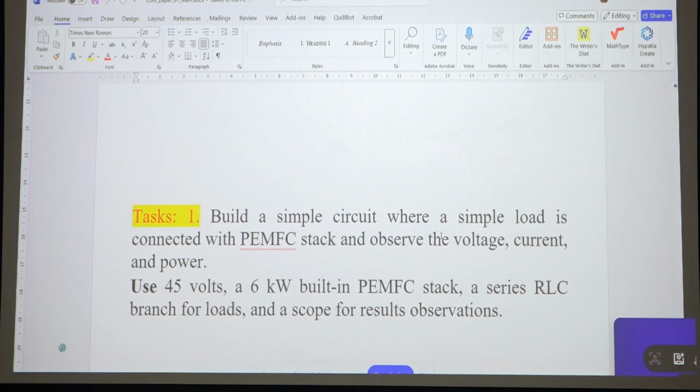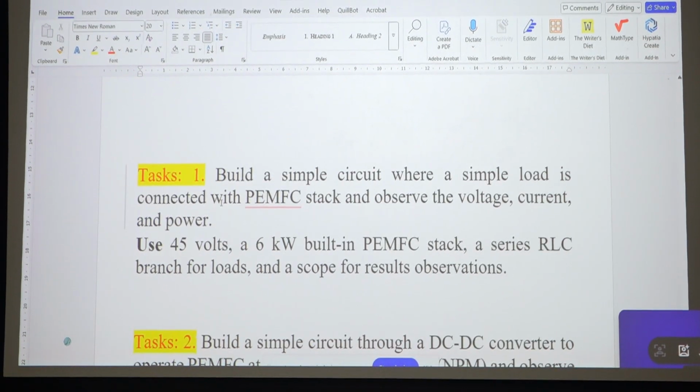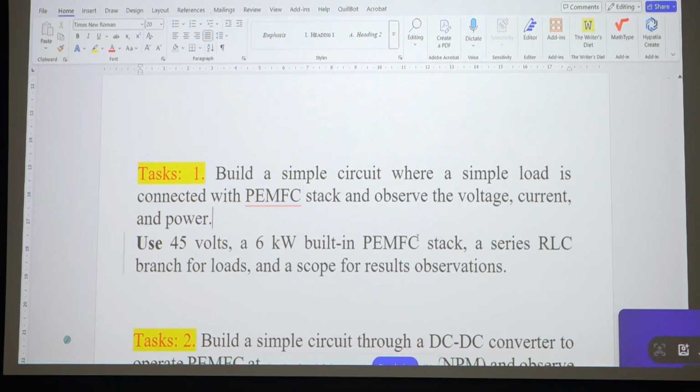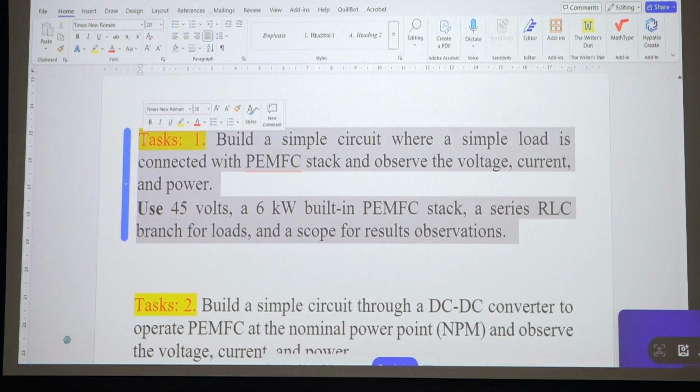Here, first of all, we are going to develop task 1. Here we see this is a very simple circuit. Build a simple circuit where a simple load is connected with a PEMFC stack and observe the voltage, current and power characteristics. For doing that, use a 45 volt 6 kilowatt built-in fuel cell stack, a series RLC branch for loads, and a scope for results observation. So we are trying to do the first one. It is for the very beginner.